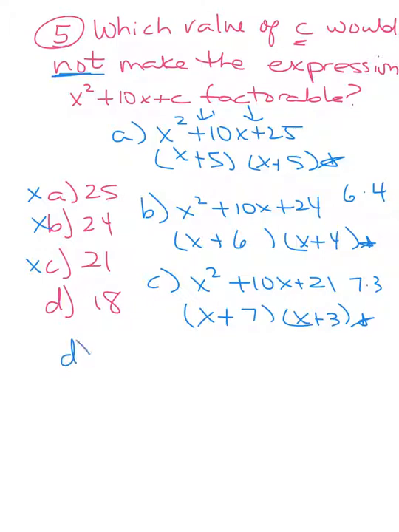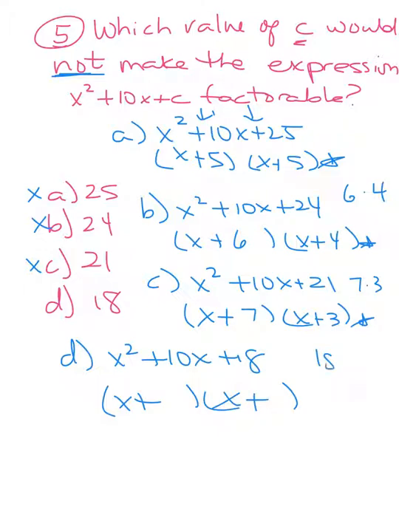So in letter D, I substitute 18 in, so I get x squared plus 10x plus 18. X and x, a plus and plus. So this one I'm hoping is not factorable since the other ones were. So 18, I have 18 and 1. Another set of factors is 9 and 2, and I have 6 and 3. Now none of these will add together to get 10, which makes this one not factorable. So the answer is letter D.